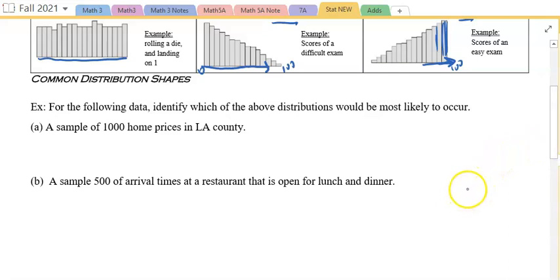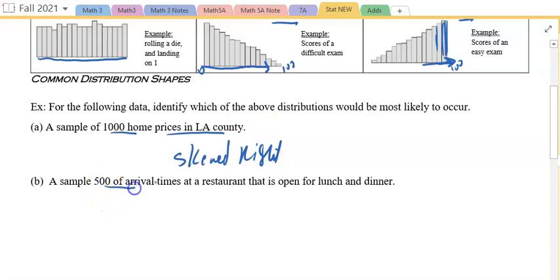Example: for the following data, identify which of the above distributions would most likely occur. Again, this is all common sense. A sample of 1,000 home prices in LA County. Well, that's going to be skewed right.